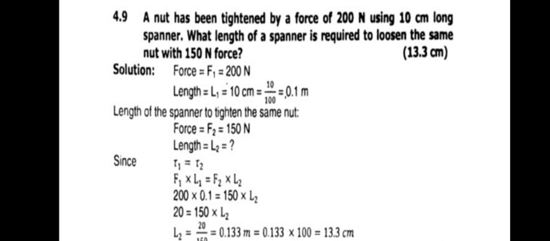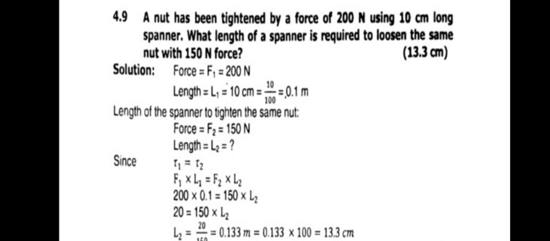You will solve it by the given data, that is force F1 equals 200 Newton, length L1 equals 10 cm. As you know, you will convert centimeter into meter by dividing by 100. Then you will find the length, that is 0.1 meter. The force to loosen the same nut is F2, which is equal to 150 Newton, and you are asked to find the length L2.